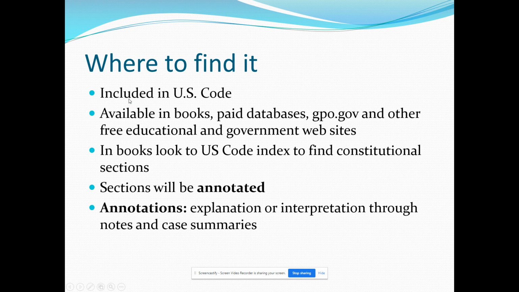So we can find it in the code itself if we had the books for the U.S. Code, but we don't. But we can also find it in paid databases like Lexis or Westlaw, and on federal government websites like gpo.gov, which I'll show you in a little bit. And to find it in a book, you would go to the index section of the U.S. Code and look for the constitutional sections.